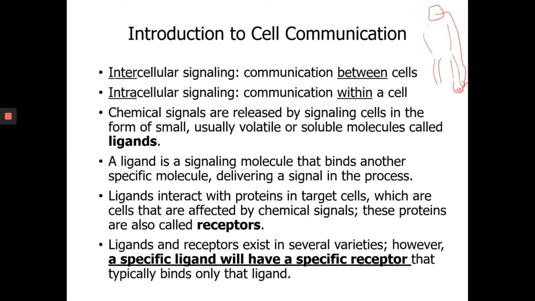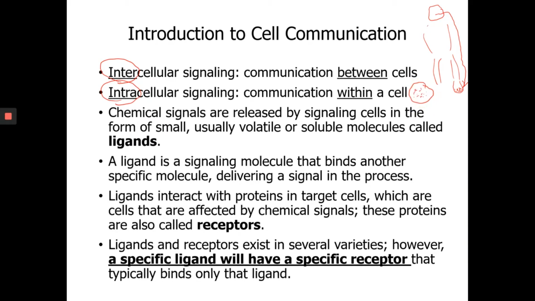So that's inter. Think about international, between countries. And then the second type is called intracellular. Intra means inside. So that means the cell signaling takes place within a cell. So the cell signaling happens inside the cell.